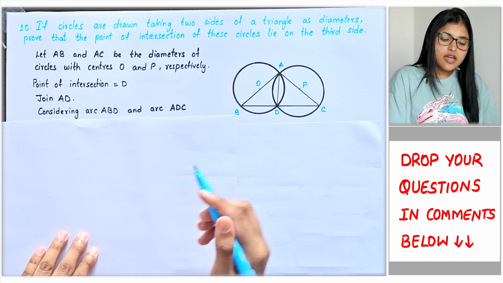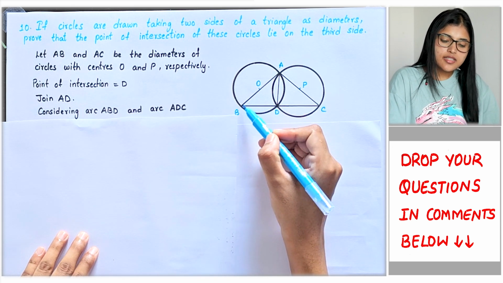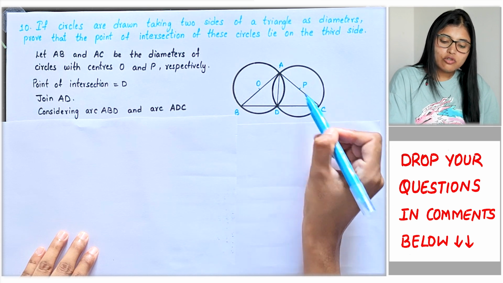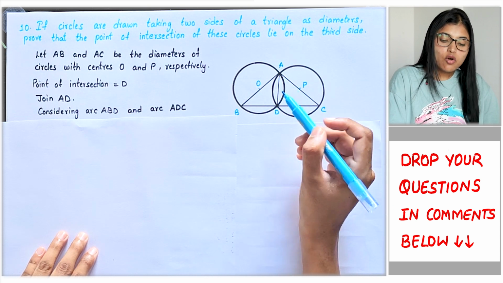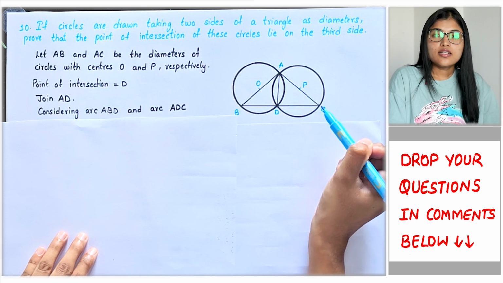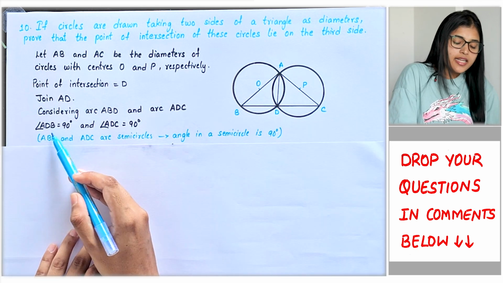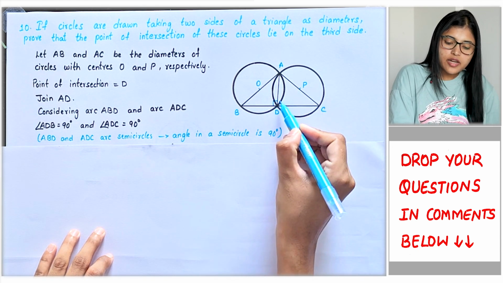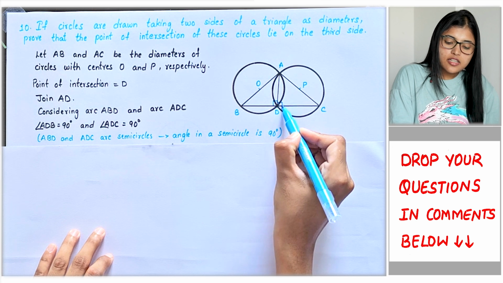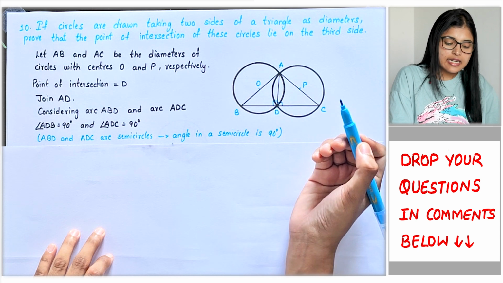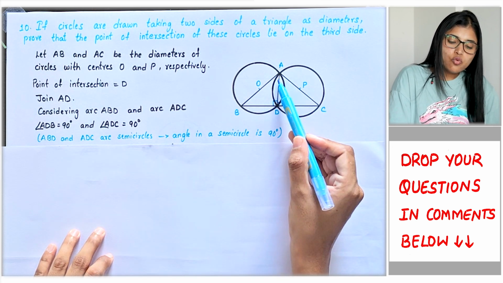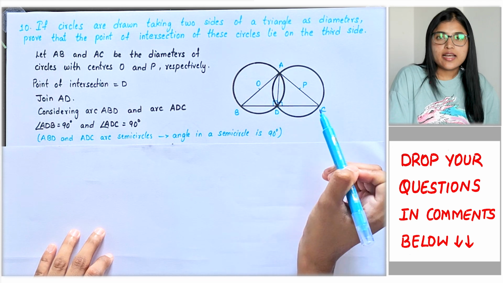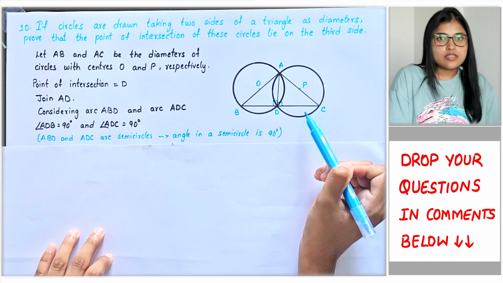If you consider the arc ABD, that is this arc here, and the arc ADC here, you can see that they are semicircles because AB and AC are the diameters of the circles. Angle ADB equals 90 degrees, and this angle, angle ADC, is also equal to 90 degrees, because these two are forming semicircles and these are angles in a semicircle, which will always be a right angle.